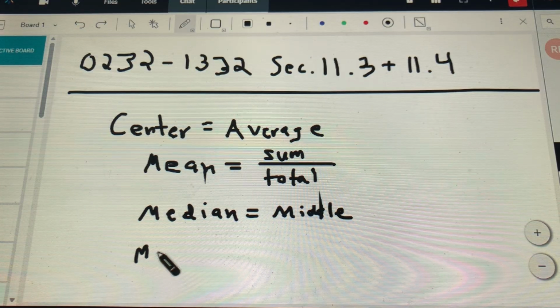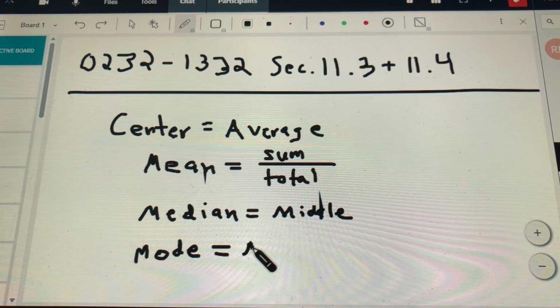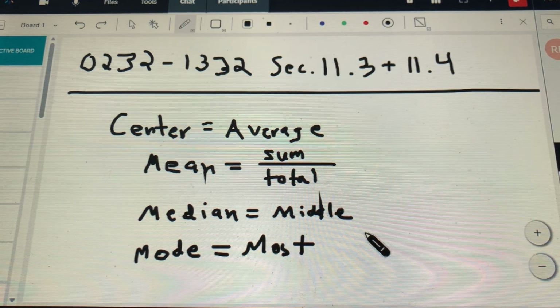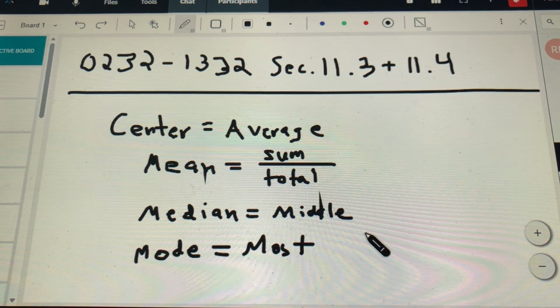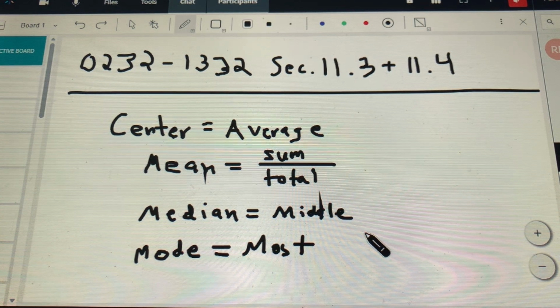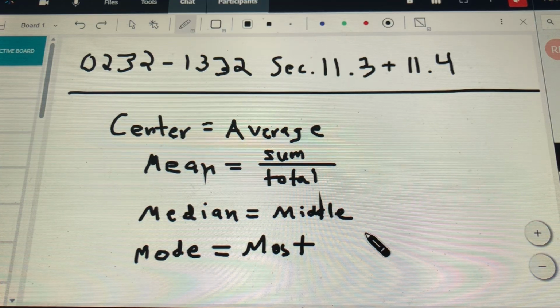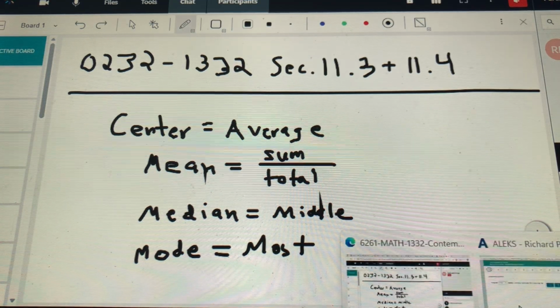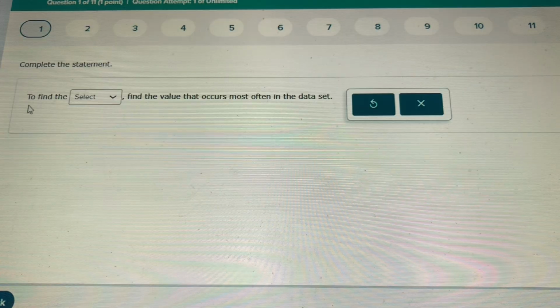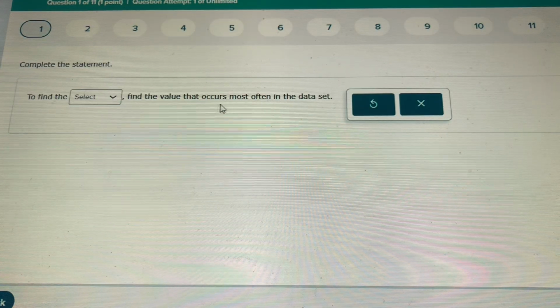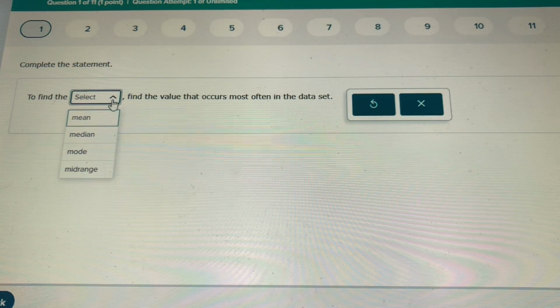And then there's the mode. This is the one that occurs most frequently, which one happens the most. These are 3 very common measures of center or average: mean, median, and mode. In fact, they're taught as low as junior high when students first see this. And number 1 here says to find the blank, find the value that occurs the most often. So most often, that's the mode.